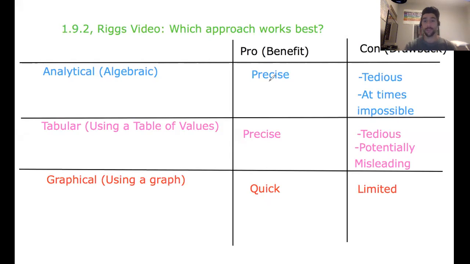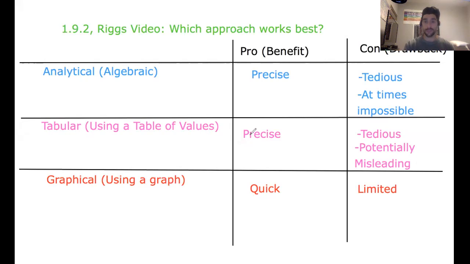Pro of this method is it's precise. If we can analytically find the limit, we're going to have the exact value. The drawbacks or the cons is that it's tedious. It can take a lot of time. And at times it's actually not possible to do. So we can actually dig ourselves really deep into these rabbit holes of trying to find the limit by hand, and it's not possible. Other one is using a table of values.